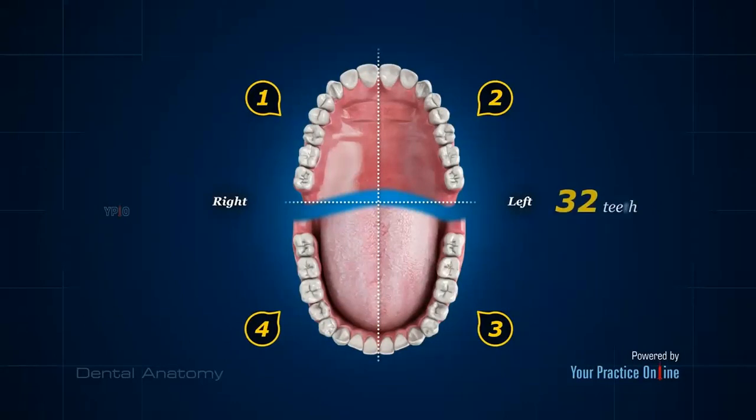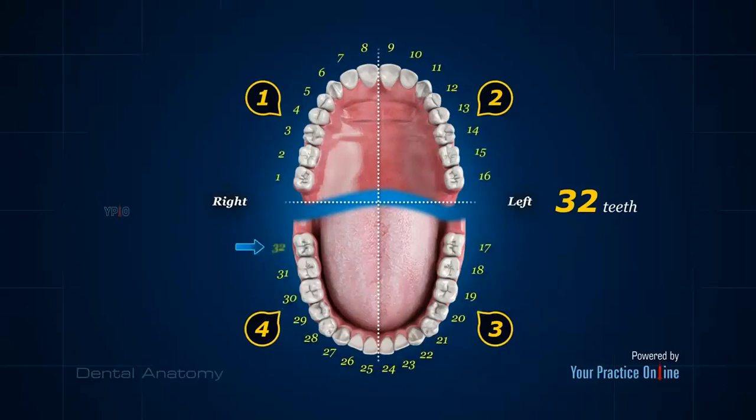There are 32 teeth in the adult mouth. They are commonly numbered starting from the last molar of the upper right quadrant and ending at the last molar of the lower right quadrant.